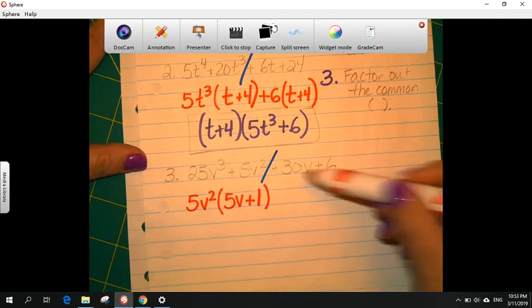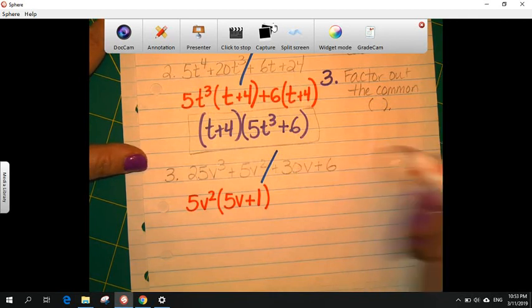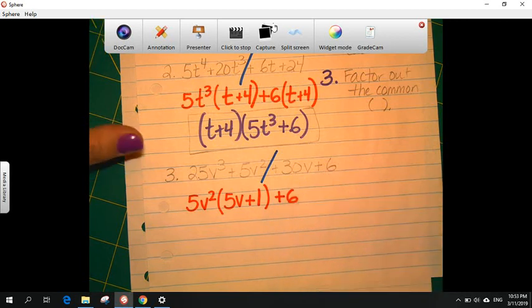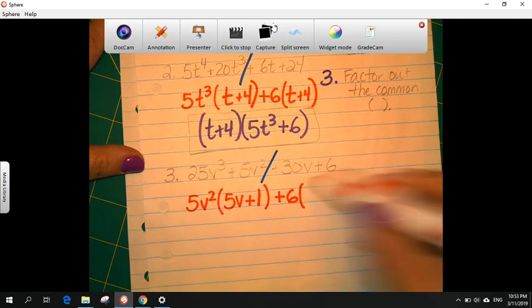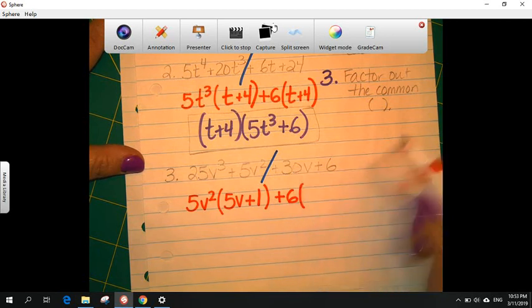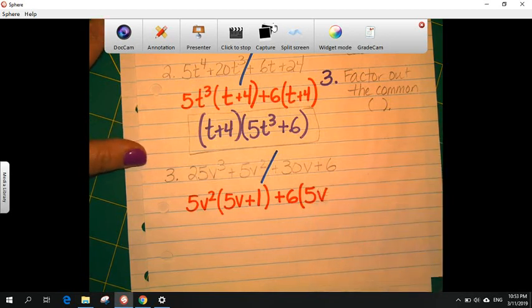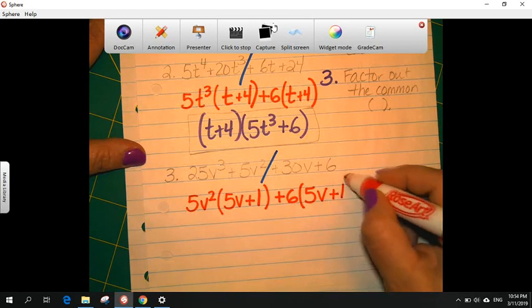Largest number that divides into 30 and 6, well, that's a positive 6 again. And let's divide. No v's because the 6 doesn't have a v to give. So 30v, 30 divided by 6 is 5. We didn't pull out any v's, so v is left. 6 divided by 6 is 1. We need to hold the place with the plus 1.